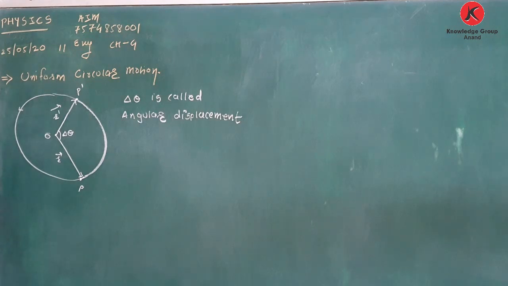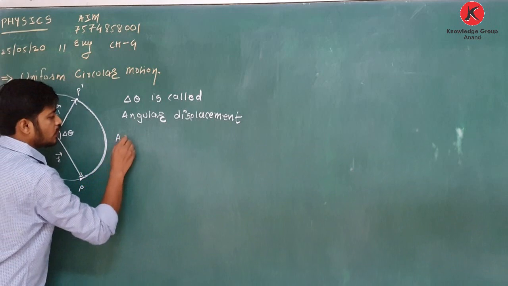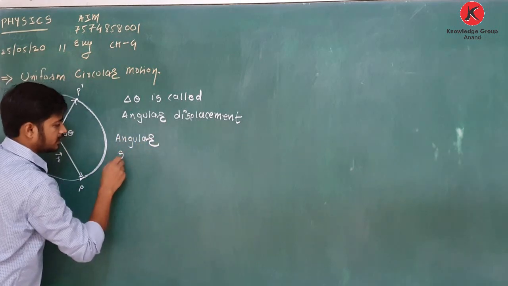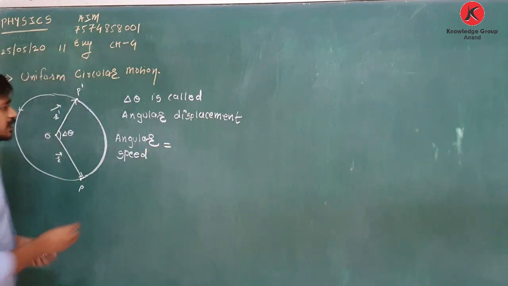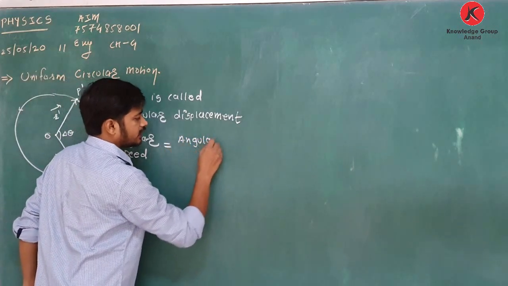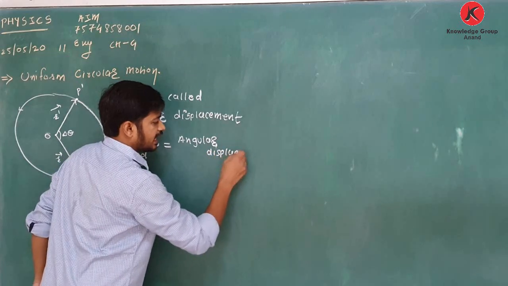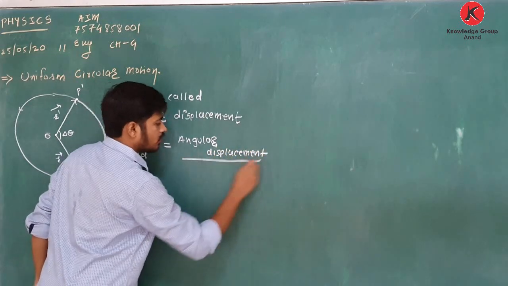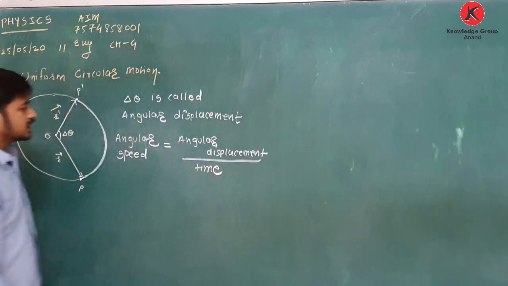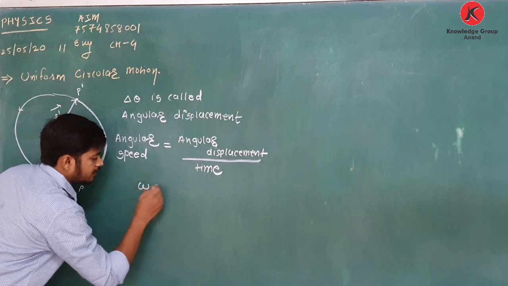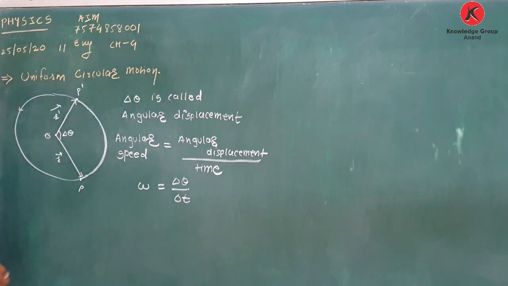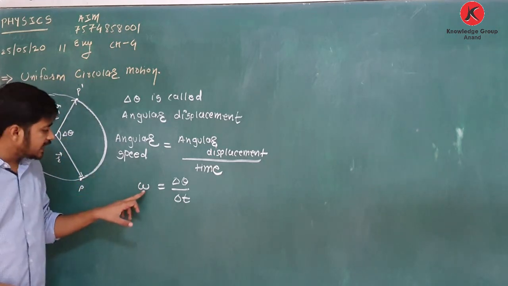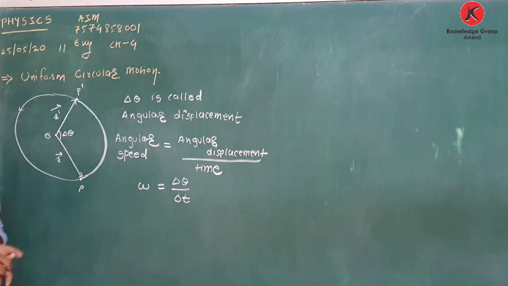Now we have to study one more quantity, that is angular speed. What is the equation of angular speed? Angular speed is equal to angular displacement upon time. Angular speed is indicated by omega. Angular displacement is delta theta, and the time interval is delta t. It means when the particle is moving from point P to P dash, makes angle delta theta in time delta t, then its angular speed omega is equal to delta theta upon delta t.